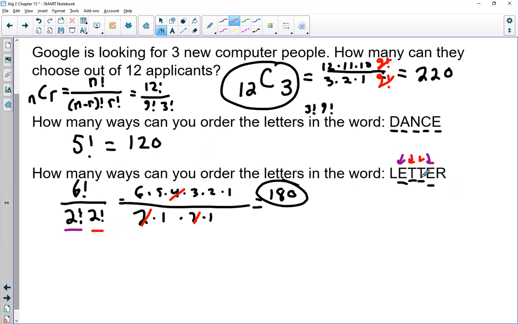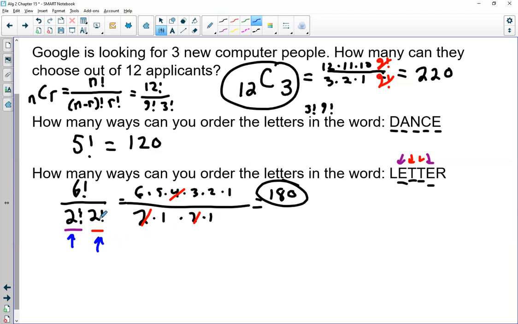That's true. The purple, though, you have 2 E's in the word. So look at dance. There's no repeats, so you don't have to worry about it. But here you have 2 E's, so I have to count that for 2 E's. And I had 2 T's. I had to count that for 2 T's. So that's why I had 2 exclamation points.